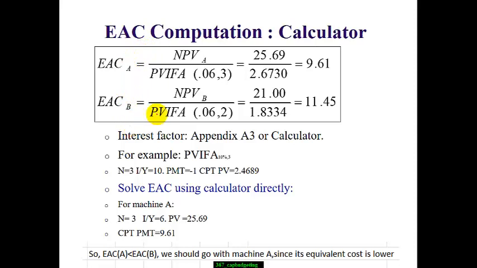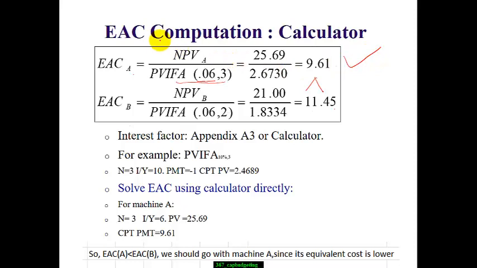For the previous example, the discount rate is 6%. Machine A lasts for 3 years, so we use an annuity term of 3 years at 6%. Use the chart I gave you in the table. You can find the annuity factor 2.6730. This gives us an annual cost of 9.61. Similarly for machine B, you have a 2-year annuity, 2-year term, so we discount by 1.8334. This brings the annual cost to 11.45. So which one's cheaper? Machine A is cheaper. So which one to pick? Machine A.